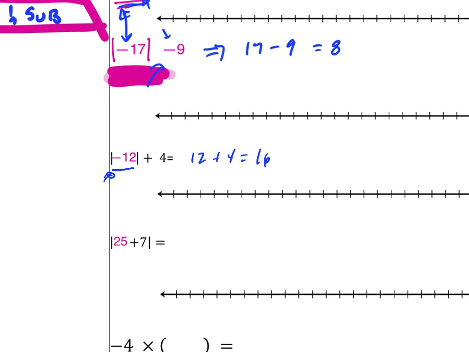Now again, so these two, we had to take care of it first and then continue the operation on what was happening to the outside of it. But on this one, we're just taking care of what's happening on the inside and then taking the absolute value. So 25 plus 7 is 32. And then we're just going to take the absolute value of that, and that's just 32. Because how far away is 32 from 0? It's 32 away from 0.